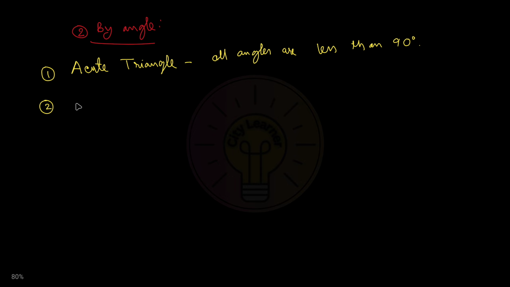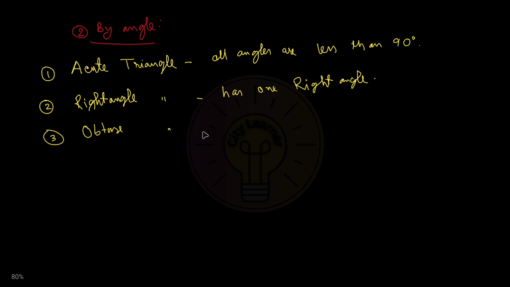The second one is the right angle triangle. A right angle triangle has one right angle. And the third one is the obtuse angle triangle. An obtuse angle triangle has one obtuse angle, that means one angle whose measure is more than 90 degrees.